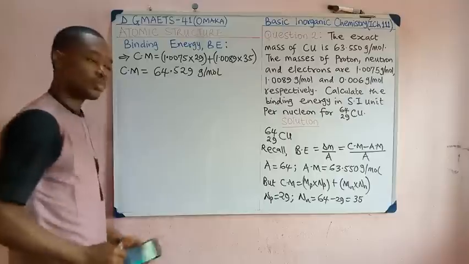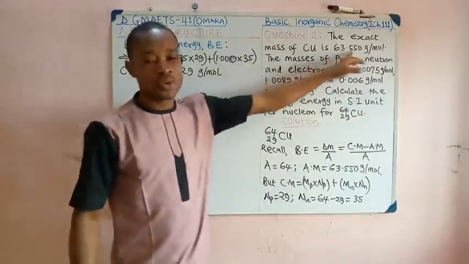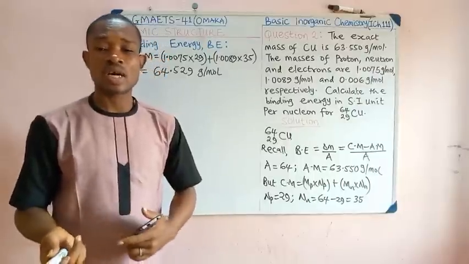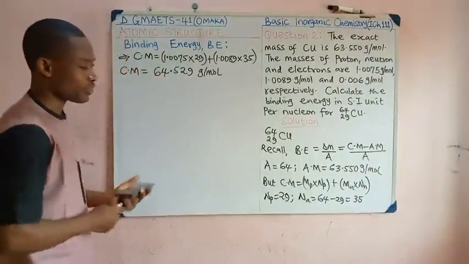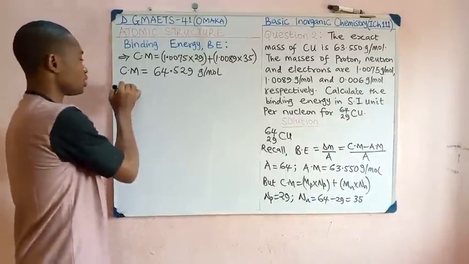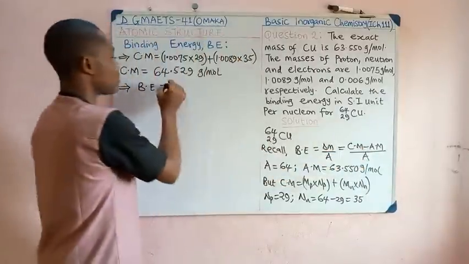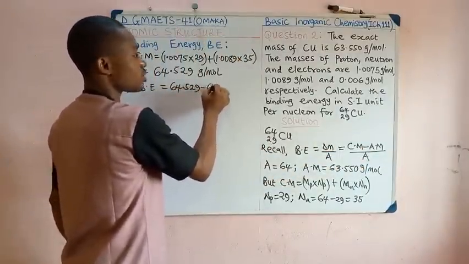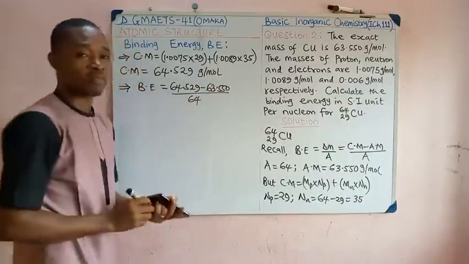Did you take note that the calculated mass is still greater than the what? Actual mass, as expected. I stated under mass defect that the calculated mass is usually greater than the observed or actual mass. Alright students, we are now set to calculate the binding energy. So binding energy will be equal to, using this formula, calculated mass 64.529 minus the actual mass 63.550, divided by 64, the rounded off mass.